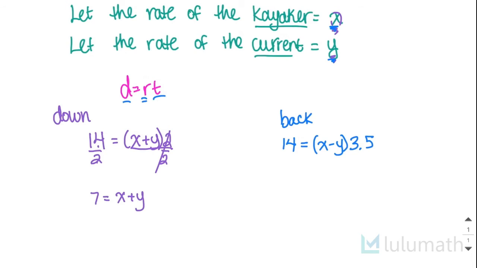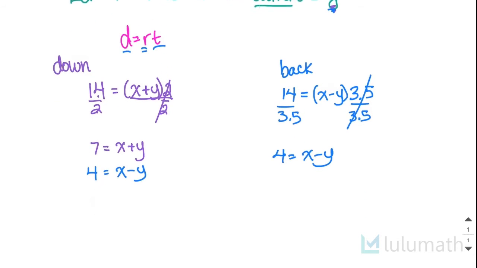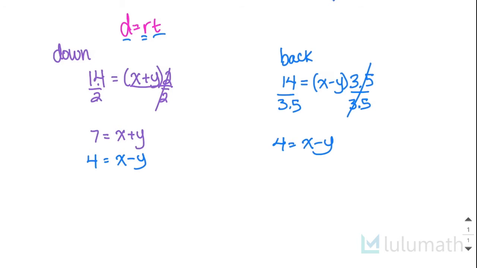Okay, and then I'm going to do the same thing for my blue equation. So I'm going to divide everything by 3.5, and I end up getting 4 equals x minus y. Well, this is nice. I can put them on top of each other, and all I have to do is add my equations together because this positive y and this negative y will cancel each other out. So 7 plus 4 is equal to 11, and x plus x is equal to 2x. Divide both sides by 2, and I get 5.5 equals x right here.